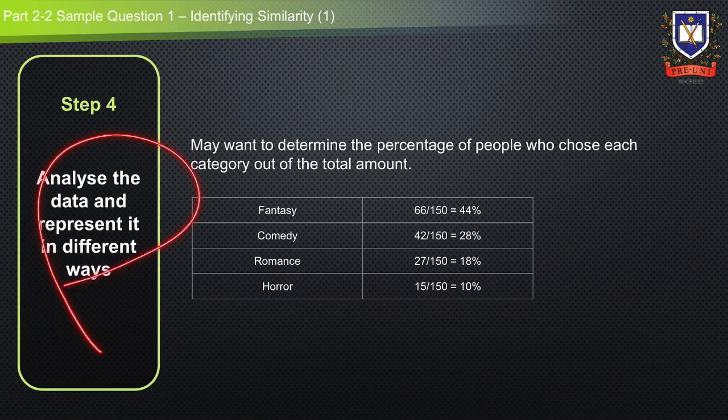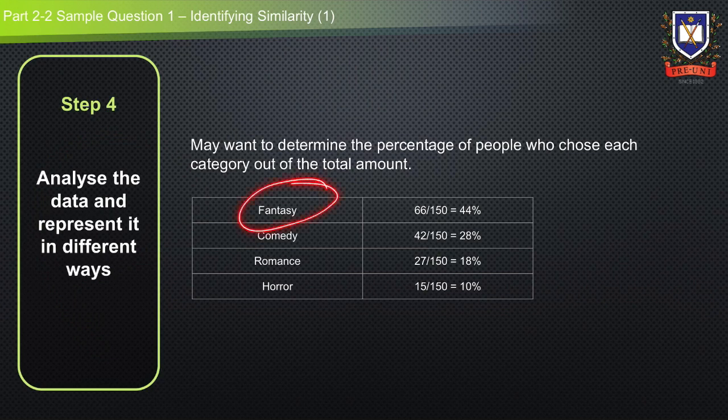Step 4 is to analyze the data and represent it in different ways. We can determine the percentage of people who chose each category out of the total amount. Firstly, fantasy. 66 chose fantasy out of 150, which is equal to 44%. Comedy is equal to 28%. Romance, 18 people chose romance. And finally, horror, 15 out of 150, tells us that 10% of the people chose horror. This helps us solve the question in an easier way.